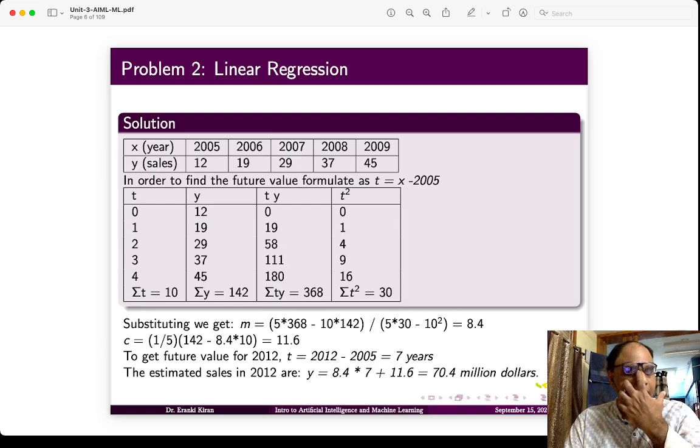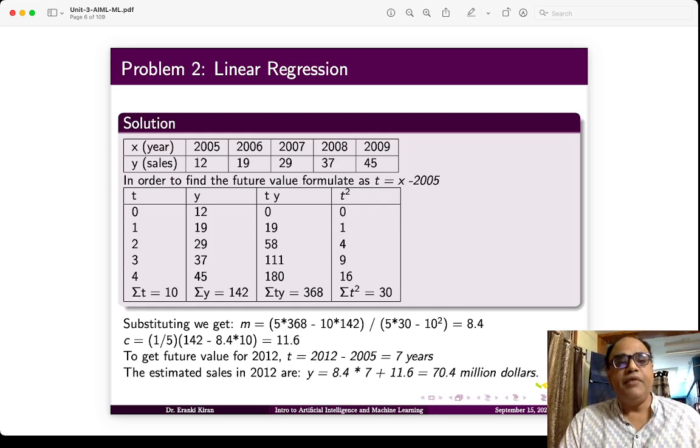Now let's understand the second problem, where x with years and sales has been given. In order to find the future value, we formulate this data set into this equation, into this expression, that is time. Say the time that we are trying to predict can be taken as x minus 2005, because from 2005 our data has been given, but we are asked to predict a future year, mainly 2012, which has not been given in the data set.